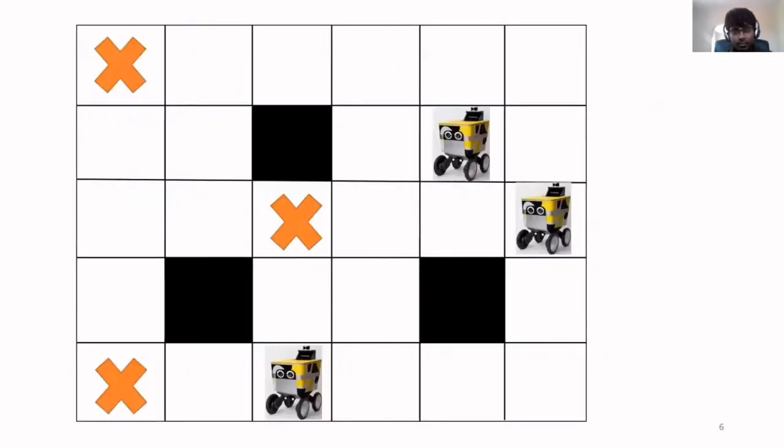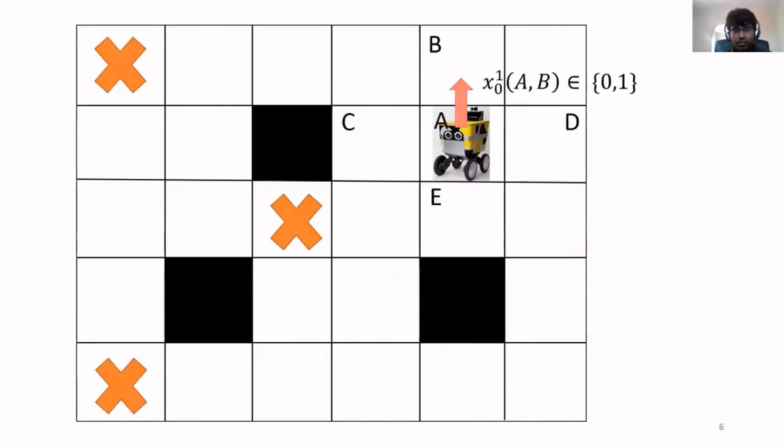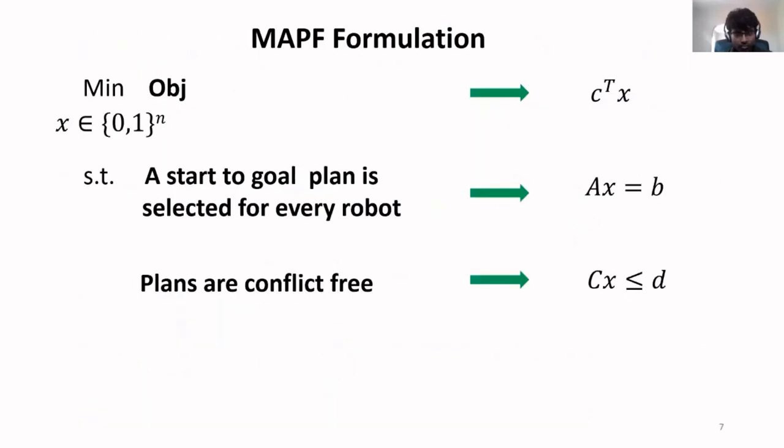In this work, we take a polyhedral view of the MAPF problem, so we need to introduce the variables with which we model the problem. We basically have variables to indicate whether a robot traverses some edge at a given time step in the optimal solution. Now, using those variables, it is straightforward to formulate the MAPF problem as a 0-1 integer linear program. We basically have a constraint to force each robot to plan a start goal path and another constraint to ensure that the plans are conflict-free.